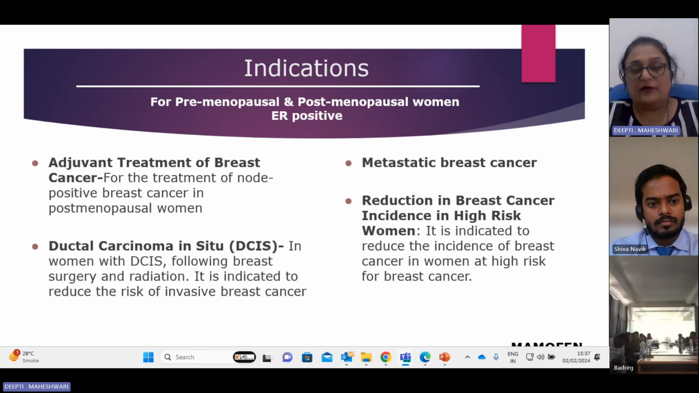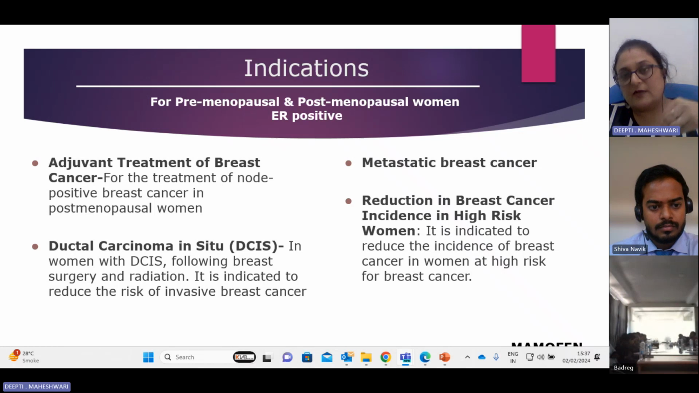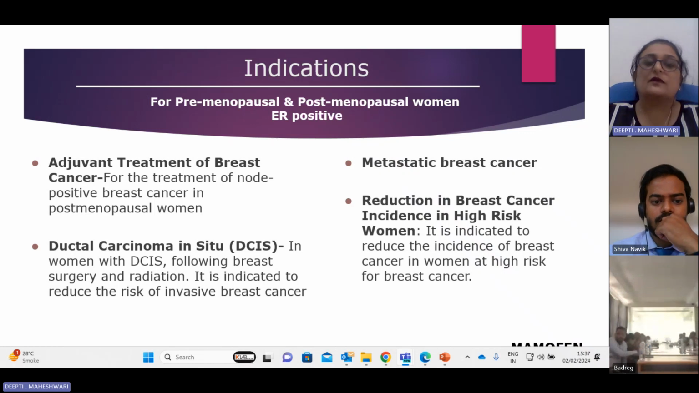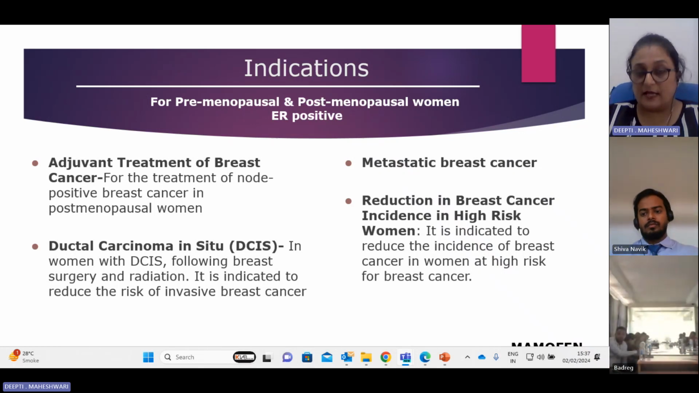And there are different types of breast cancers also, but I cannot take that in detail because we are short of time. So I'm just explaining what is ductal carcinoma in situ. In situ means it is at the place where it originated. And since it is ductal carcinoma, it originated in the milk ducts. So still the cancer is at the place where it originated. There tamoxifen can be given. And why is it given? For treating and also to reduce the risk of invasive breast cancer.